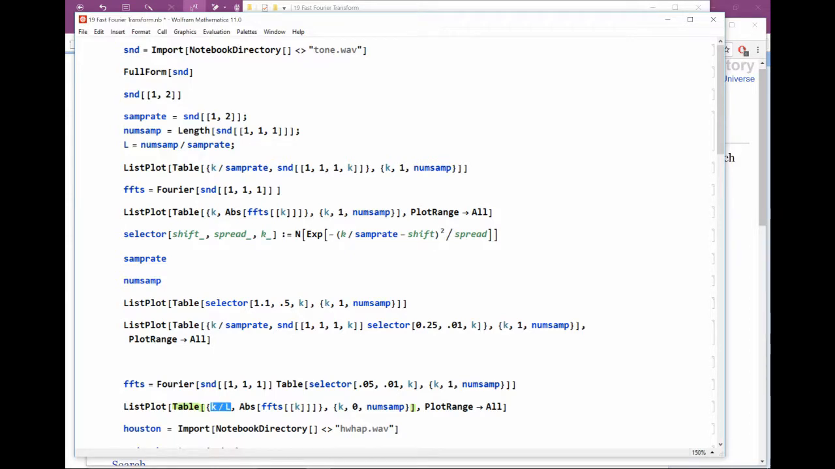Hello and welcome to our next lecture. Today we're looking at the numerical implementation of the discrete Fourier transform, which is the fast Fourier transform.